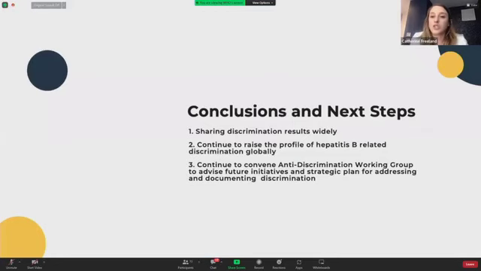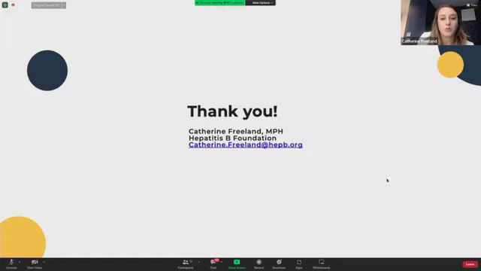In conclusion, discrimination is clearly a significant burden on people living with hepatitis B and has a major impact on quality of life. Our next steps are to continue to share this information widely, work towards raising the profile and awareness of hepatitis B discrimination, and strategically plan efforts and partnerships with others on the front line so this doesn't have to impact so many people around the world. I'd like to thank you so much for your attention, and if you're interested in getting involved, please don't hesitate to reach out.